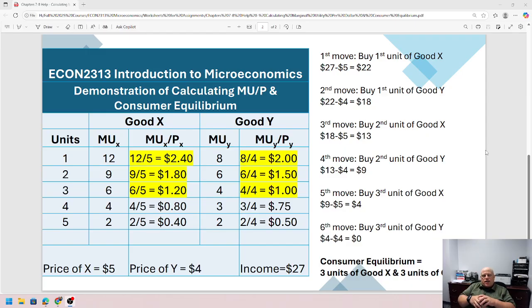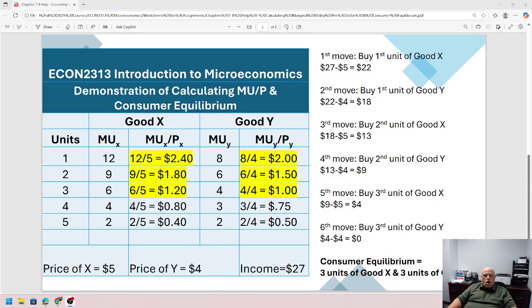It takes a little bit of time to figure out where the consumer equilibrium point is, because basically what you're doing is you're looking at the marginal utility per dollar for each of those values that we just calculated for good X and good Y. We're starting with unit 1 of each good, and we're looking to see which unit has the highest marginal utility per dollar.